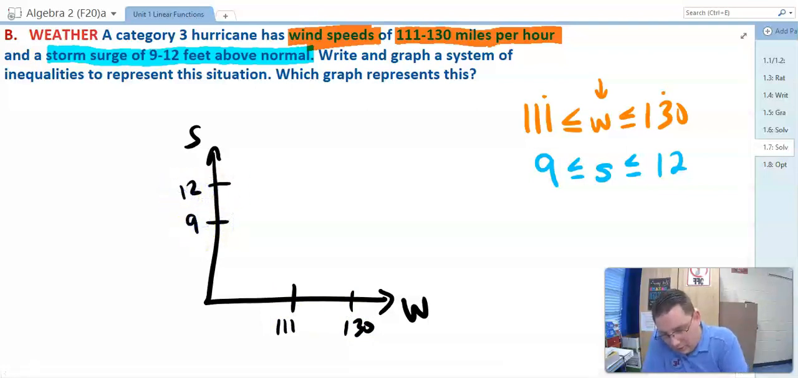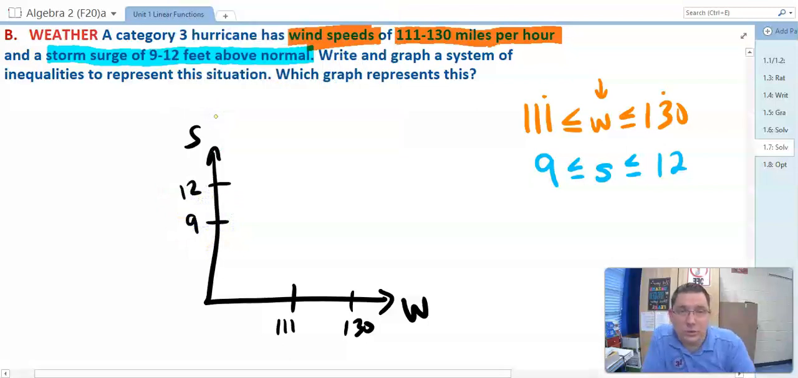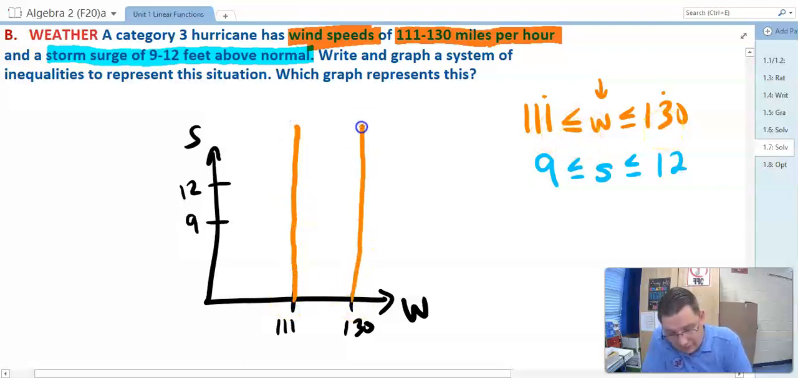And so when we draw these inequalities, it's actually a little different. So let me start first with the wind speed. We want between 111 and 130. At 111, I'm going to have a vertical line because it is solid because of the equal sign. And also at 130. Solid because of the equal sign.